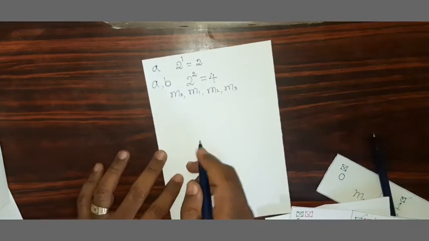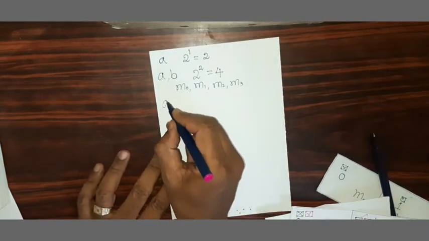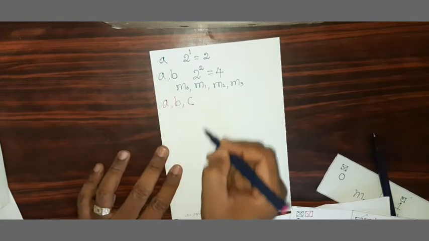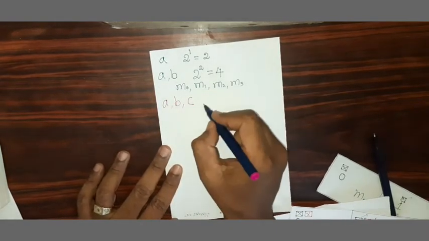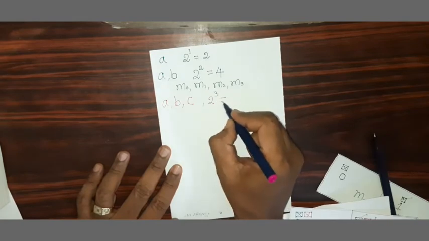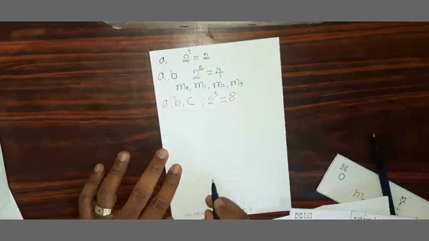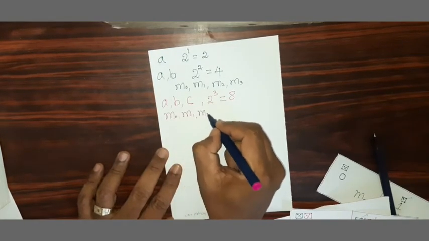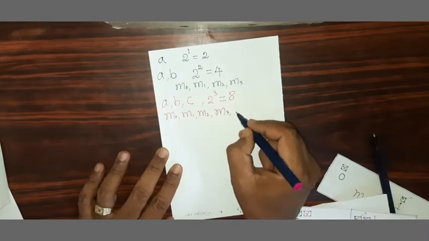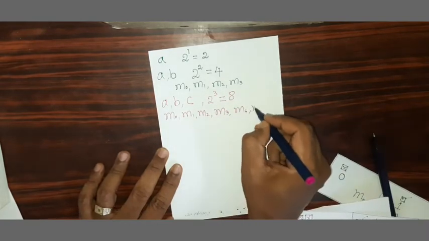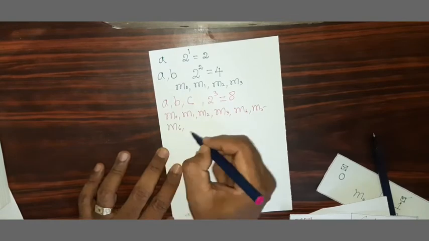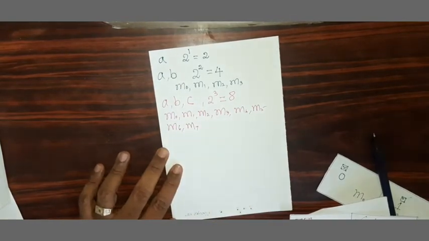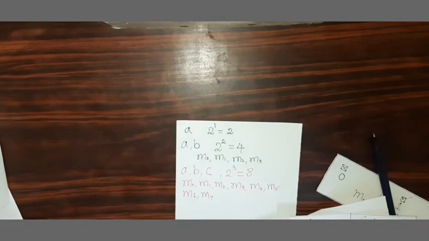Now we will go to the third variable. If you take 3 variables, say the variables are a, b, c, then there will be 2 power 3 minterms, that is 8 minterms. What are the minterms? M0, M1, M2, M3, M4, M5, M6, M7. These are the minterms. Now we need to have 8 cells in the Karnaugh map.